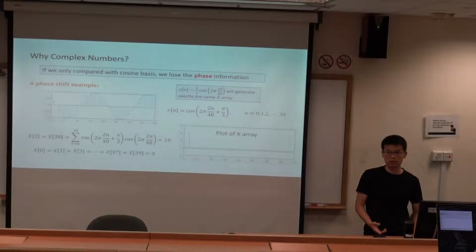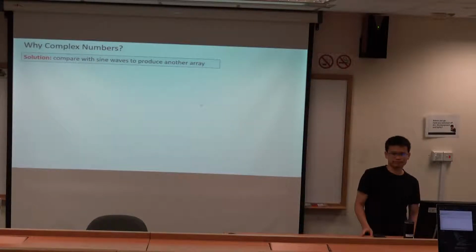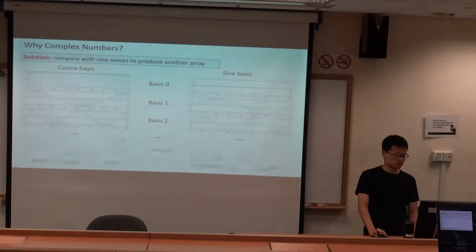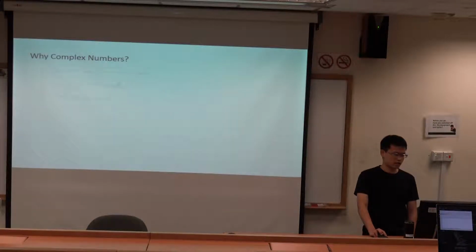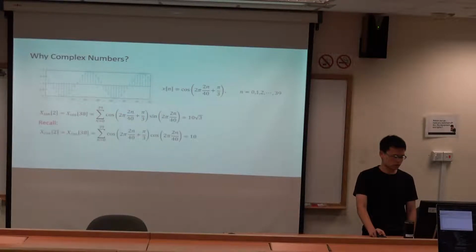So we lose information, because we don't know what the original signal was. The solution would be to compare the original signal with another 40 sine bases to produce another array. And the complex numbers are actually a tool to store the 2 arrays.